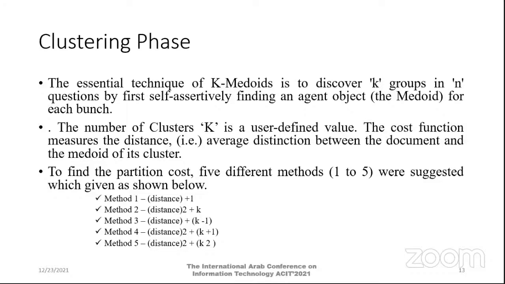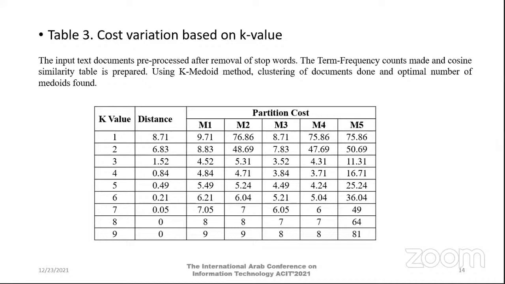So why have we taken so many methods? We need to compare the two documents and find the exact cost of the particular document for accuracy. So here we took different documents. As I explained in the previous slide, we have classified the documents into three groups. After making the three groups, I need to find the partition cost.